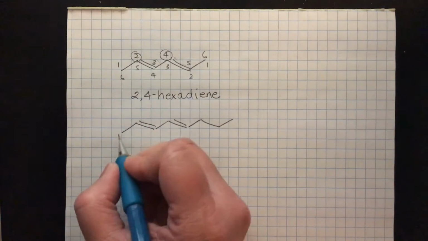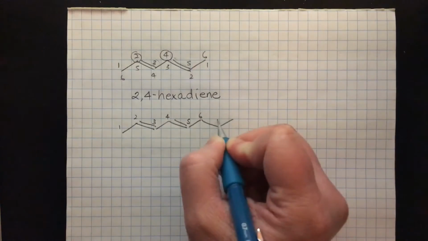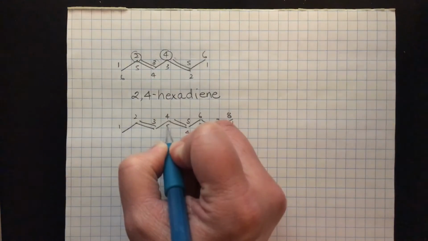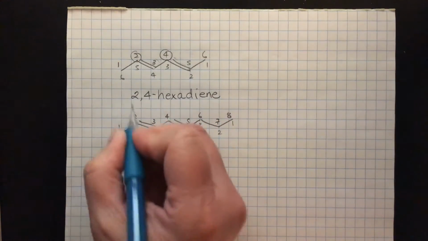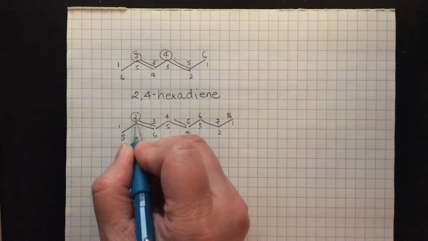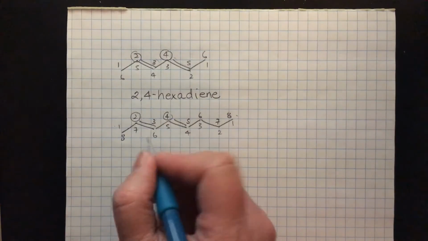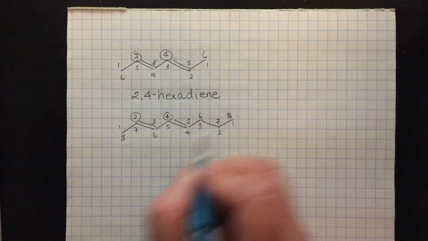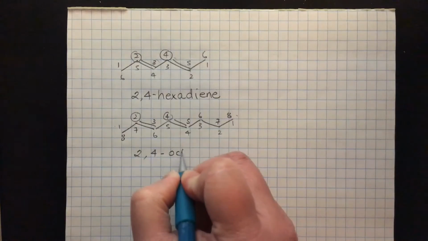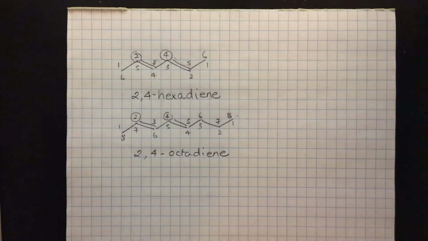now I'm going to have the following: 1, 2, 3, 4, 5, 6, 7, 8. And I'm going to go backwards: 1, 2, 3, 4, 5, 6, 7, 8. Again, if you take a look, this is going to give you the smaller combination going from left to right, so 2 to 3 and 4 to 5. And so in this case over here, there's 8, so there's an oct. So there's going to be a 2, 4, and this will be octa. And then because there's 2, there's going to be diene.